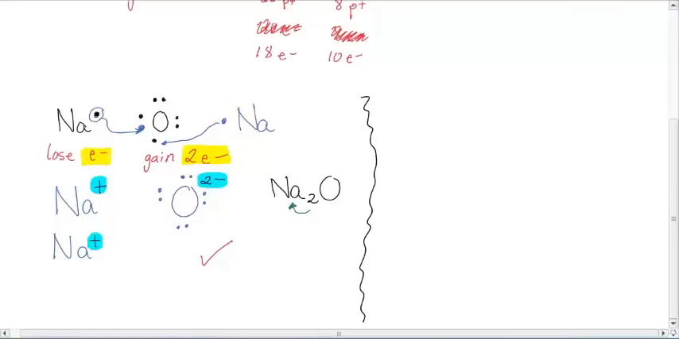So let's work through one more example. This time I'm going to use the metal calcium and the non-metal bromine. I know that calcium has 2 valence electrons and bromine has 7. So I'm going to start the same way I did before, which is by figuring out which atom needs to gain electrons, which atom needs to lose electrons, and how many of each.